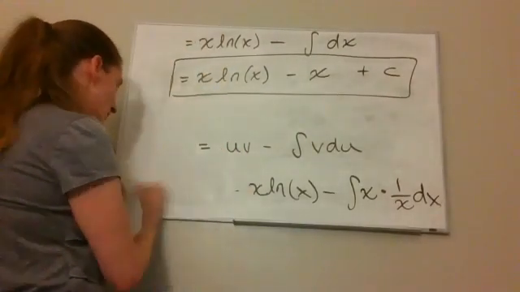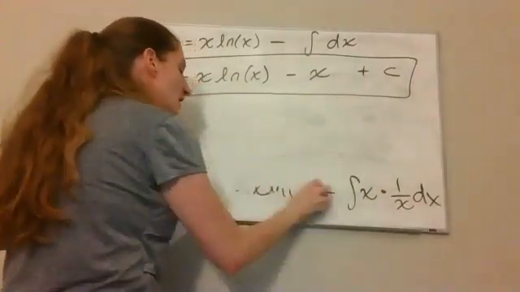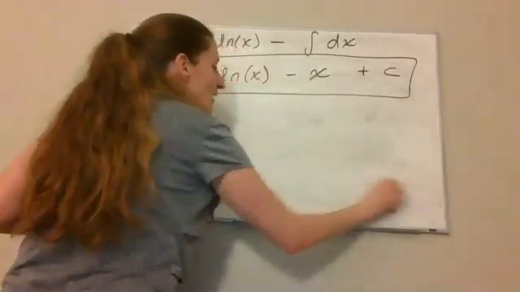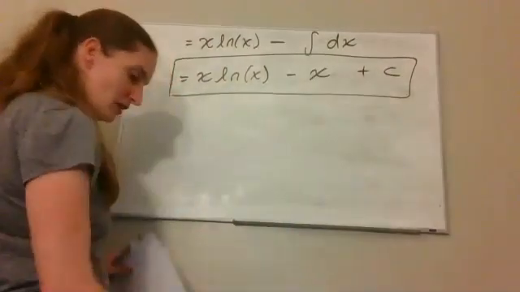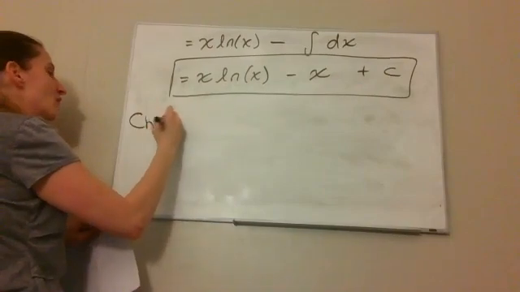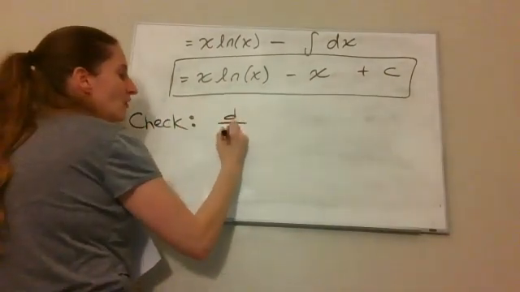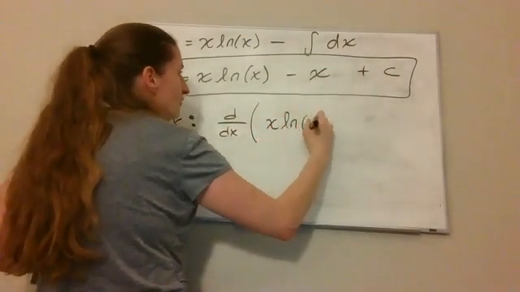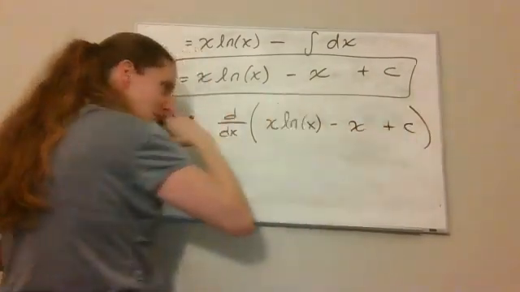Now, anytime you're doing integration by parts, if you don't trust your answer at the end, you can always check your work by taking the derivative of your answer. If you get back to where you started from, you did it correctly. So let me just quickly check this one to help convince you that this procedure works. Let's take the derivative of our answer, x natural log of x minus x plus c.